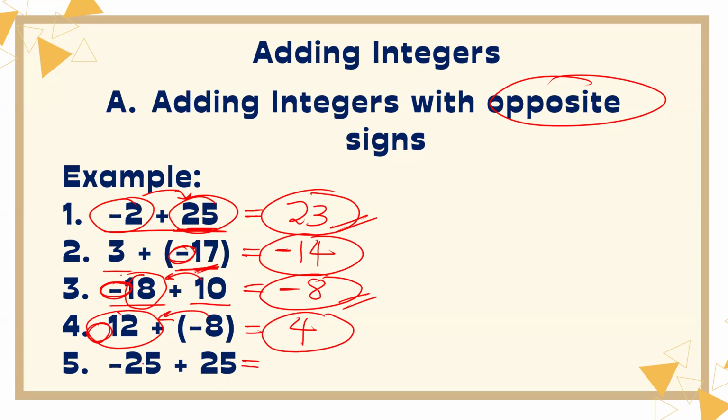Last example, negative 25 plus 25. Here, the two numbers are equal. So we subtract 25 plus 25, that's 0. And because it's 0, we simply put 0 there as the answer, right? So the two numbers cancel out, the positive and the negative integers. So we simply put 0 as our answer. Okay, so that's how easy it is to add integers with opposite signs.